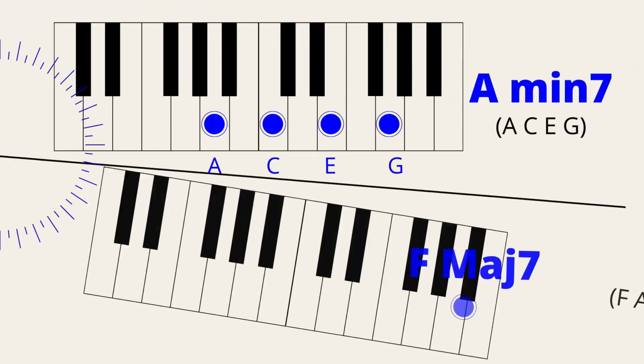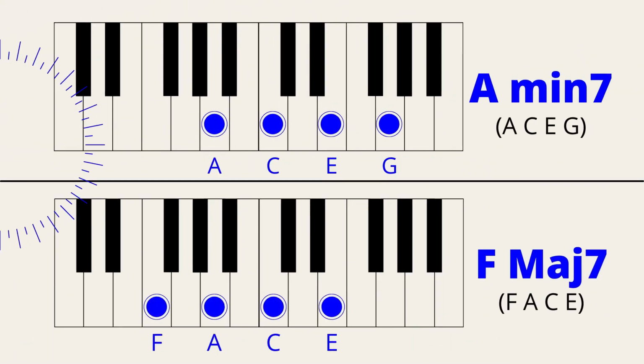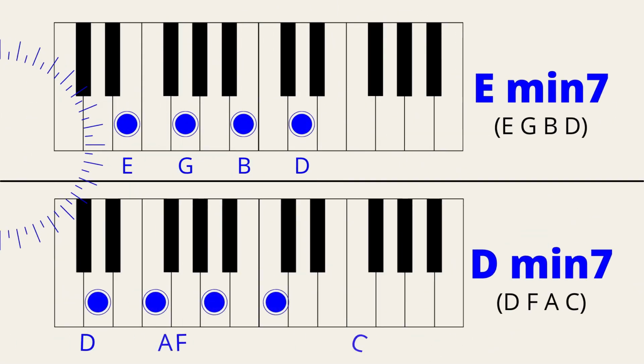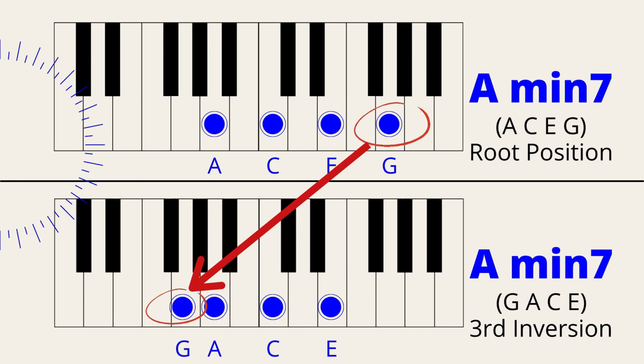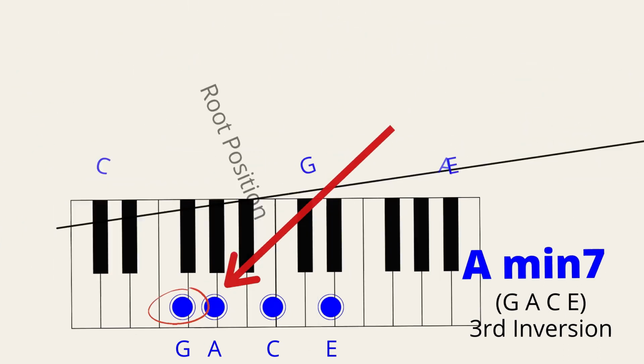For this beat, we're going to use 4 chords. And the 4 chords are A minor 7, F major 7, E minor 7, and D minor 7. We're going to use 2 voicings for A minor. We're going to use the 3rd inversion and the root position.